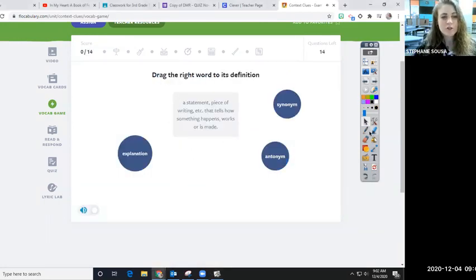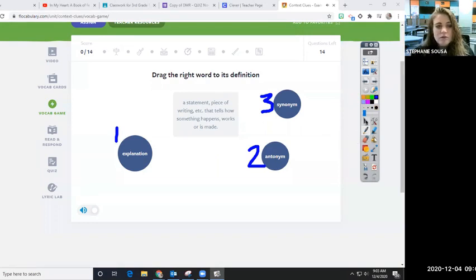Drag the right word to its definition. A statement or a piece of writing that tells how something happens, works, or is made. If it tells how something happens, works, or is made, is it an explanation, an antonym, or a synonym? It tells how something works or is made. What is that? Is that an explanation, an antonym, or a synonym?